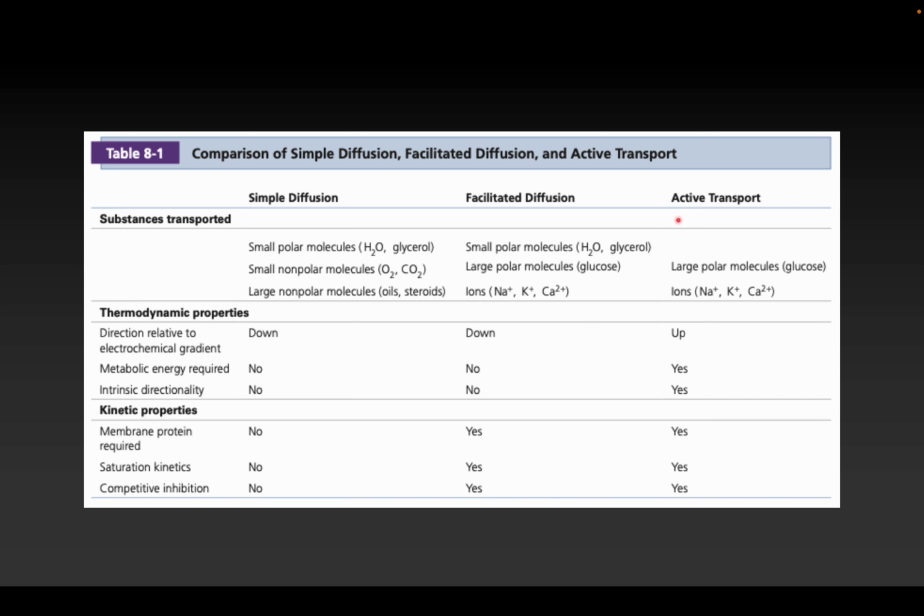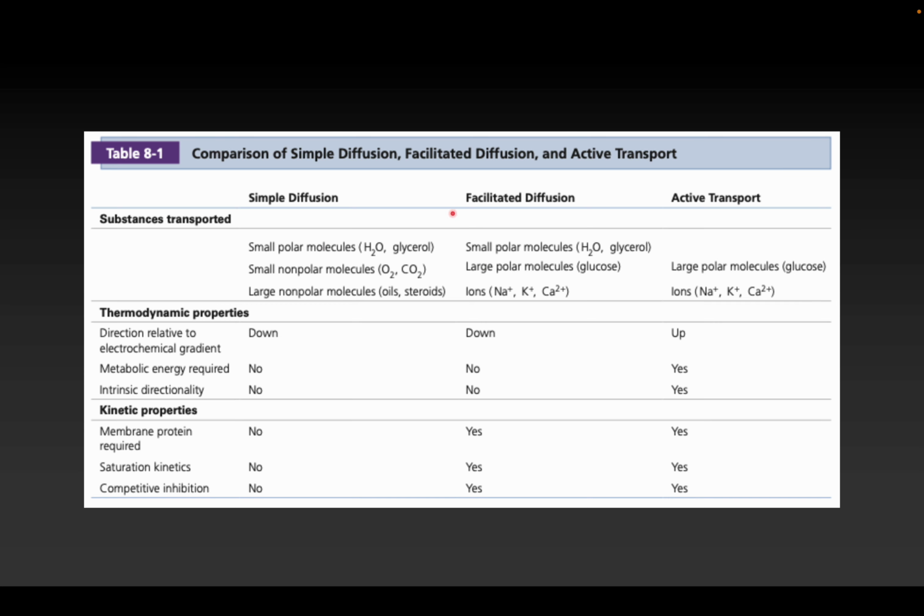So what substances are transported via these mechanisms? In simple diffusion, we have small polar molecules that can easily be transported, like water and glycerol, small non-polar gaseous molecules like oxygen and carbon dioxide, and non-polar molecules, which are most of the time large, like oils and steroids.